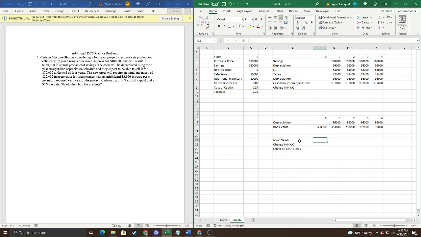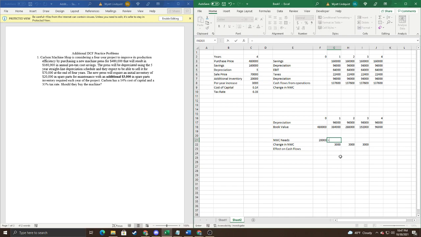So net working capital needs. Well, in the 0th year, we're going to need an additional net working capital of $20,000. And then we're going to have to increase that by $3,000 per year. And that's going to go all the way up until year 4. We're going to leave that blank because it doesn't make sense that we're going to add $3,000 in the last year. And we'll talk about that in just a second.